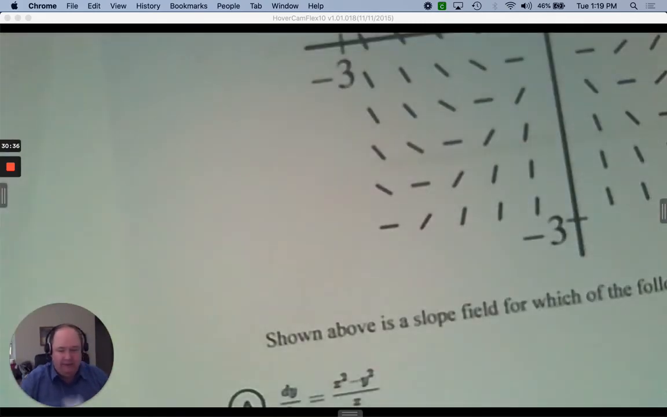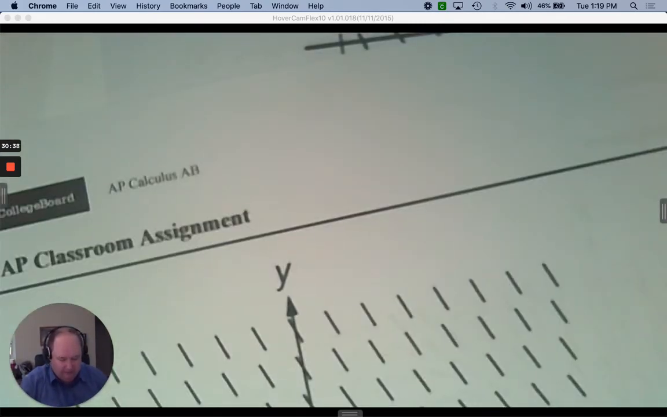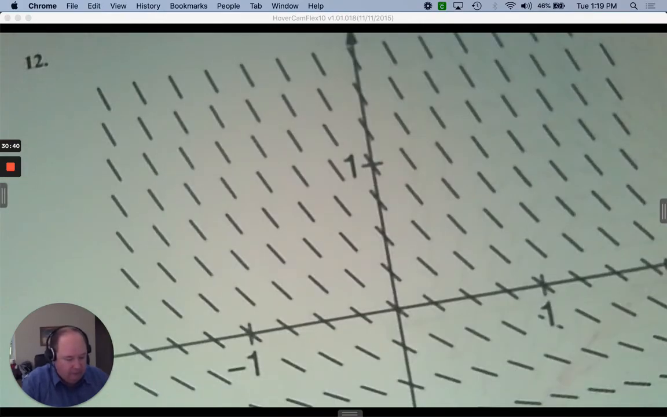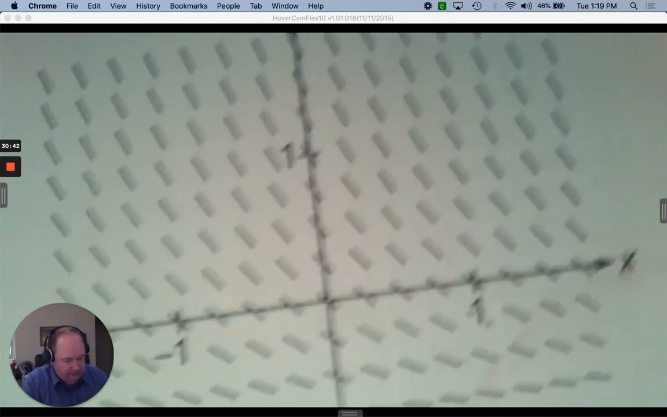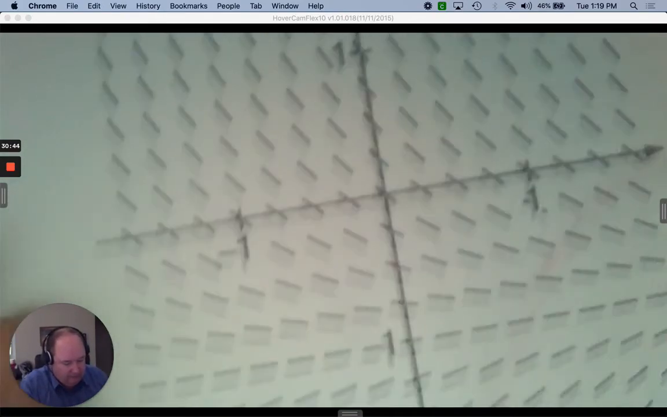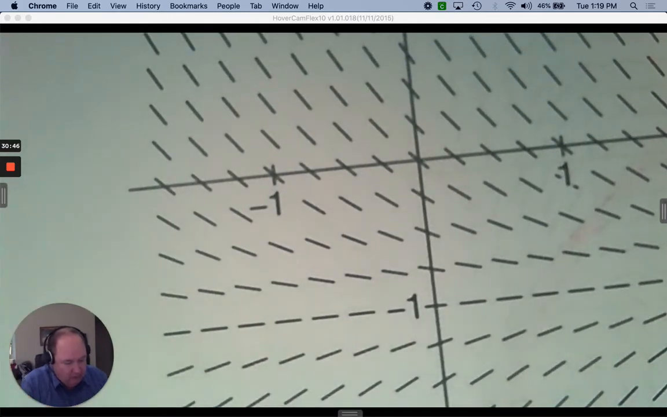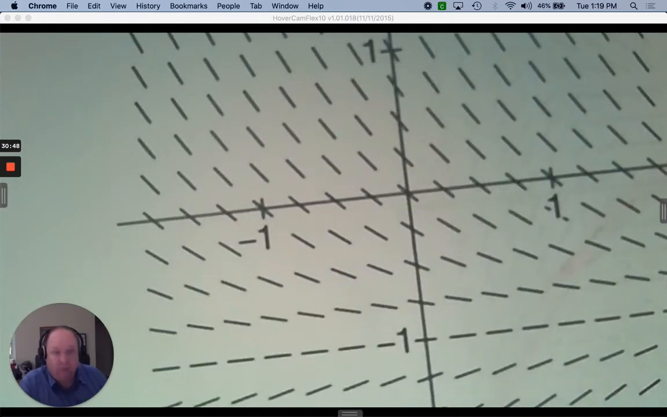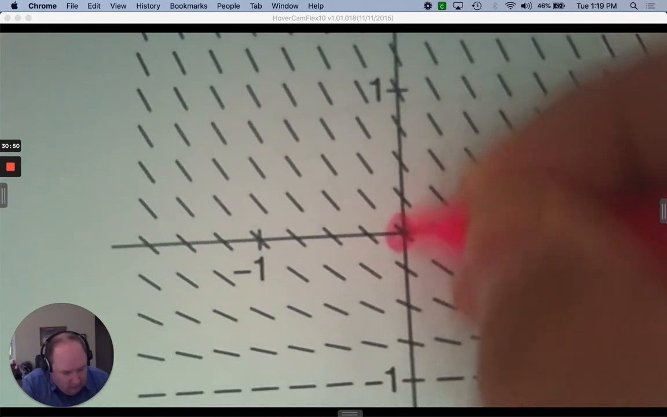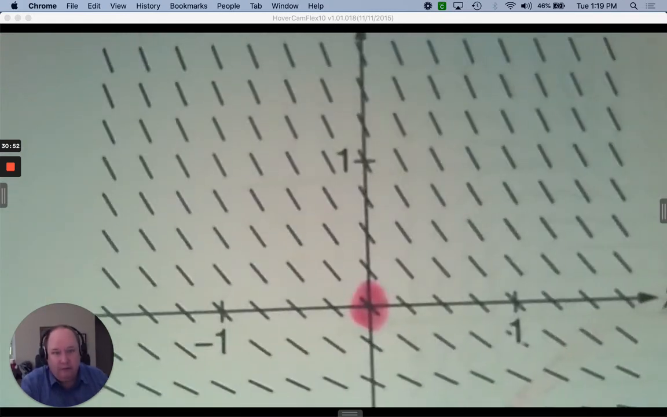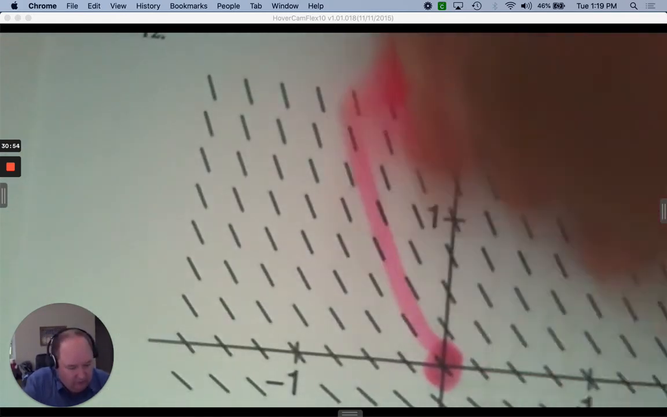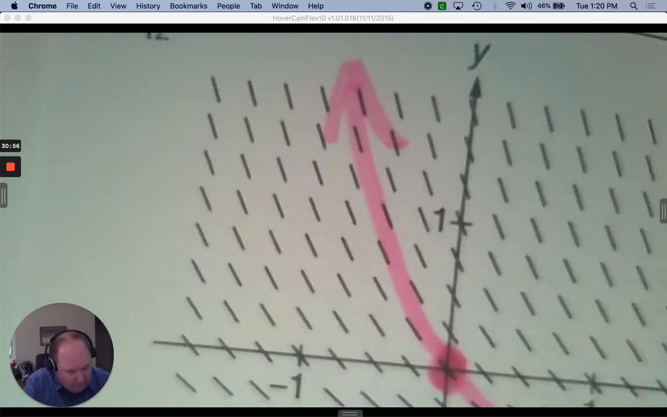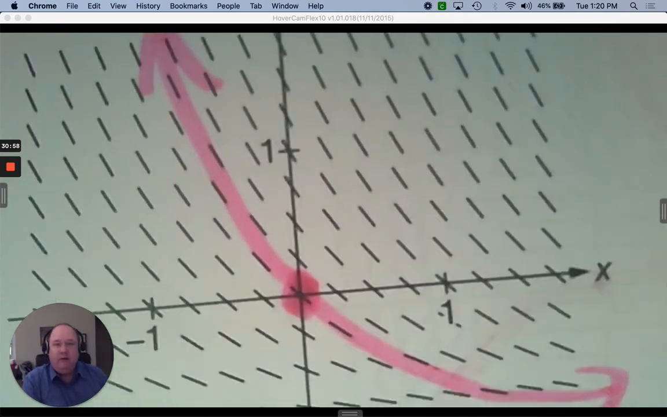All right, turn the page. Number 12. The slope field for a certain diffy-q is shown above. Which of the following could be the particular solution to that diffy-q, where y at 0 equals 0? So here we are at y at 0 equals 0. And what does the picture look like here? And what does it look like here? And what is that the curve of?